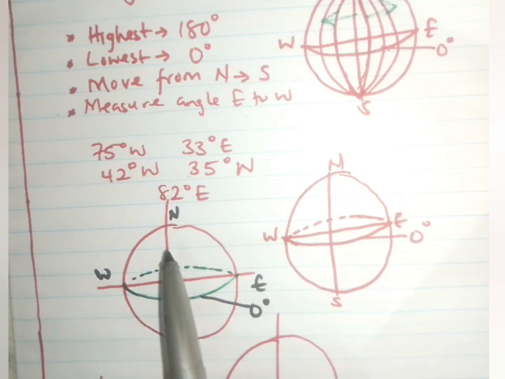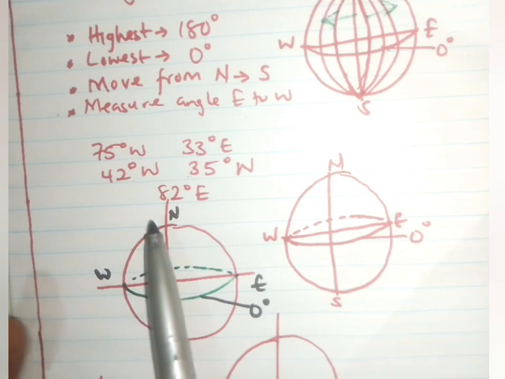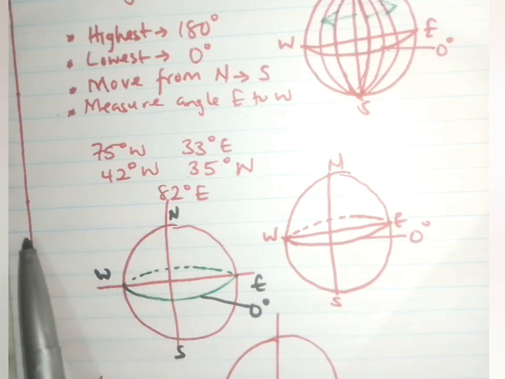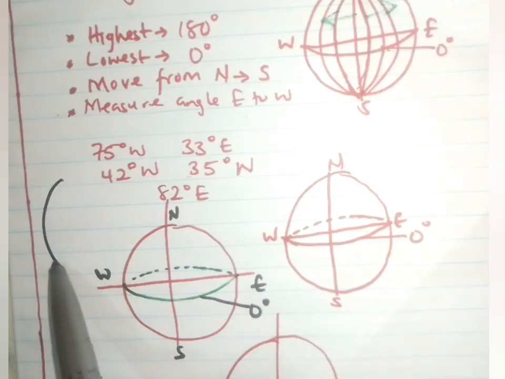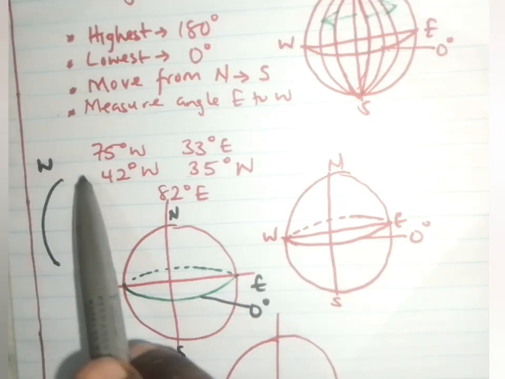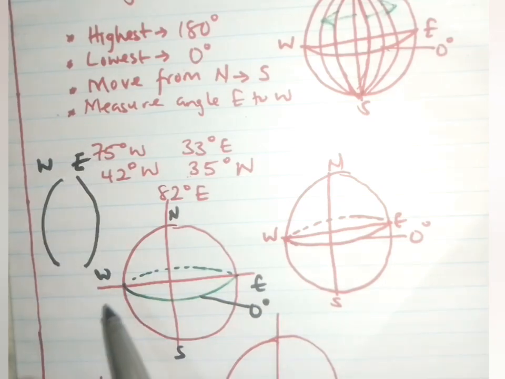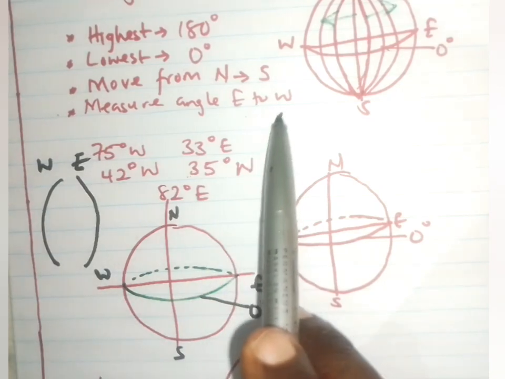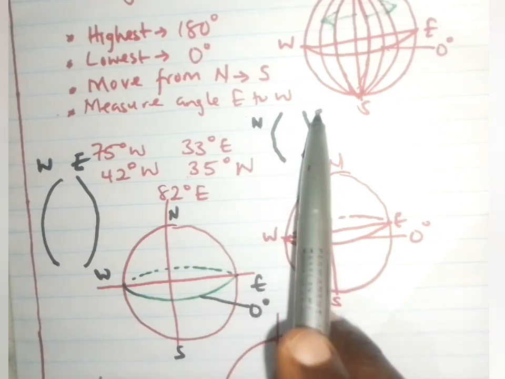Then you want to get 75 degrees west. Since west is on the left hand side, in this direction, the shape of the longitude will bend like this if it's in the west. And if it's in the east, it will bend in this direction. So don't forget that. This one is for west, and this one is for east.